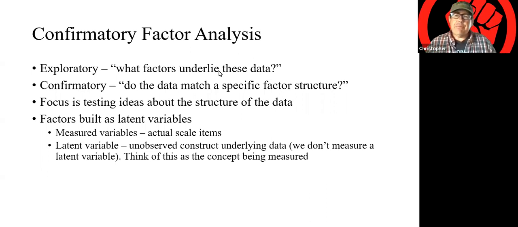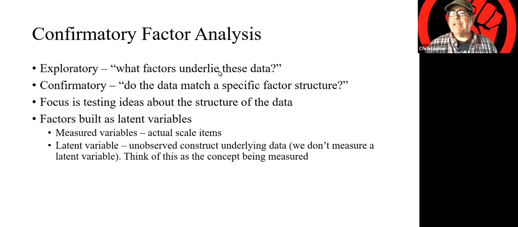The factors that we've been dealing with are technically built as what are called latent variables. In contrast, we have measured variables. Those are the actual scale items. The latent variables are the unobserved constructs that underlie the data. We don't measure the constructs directly.